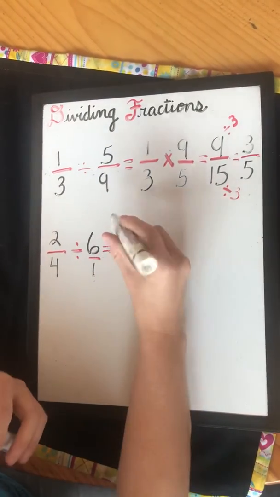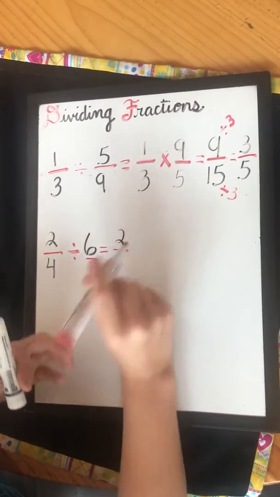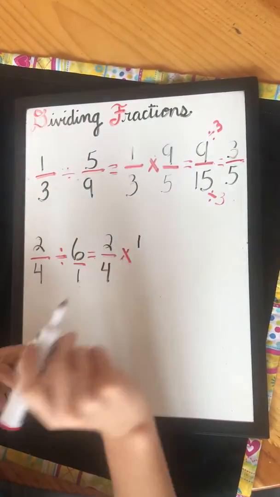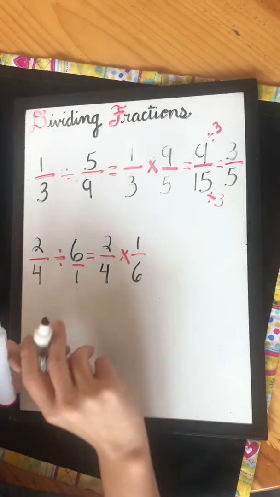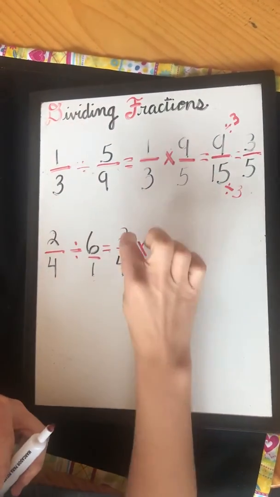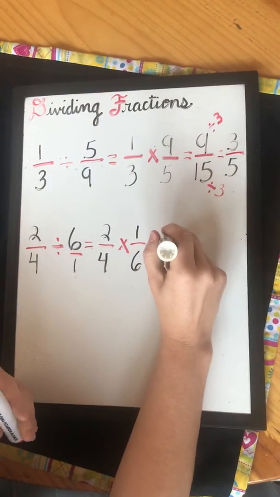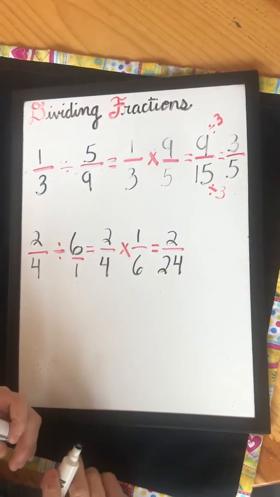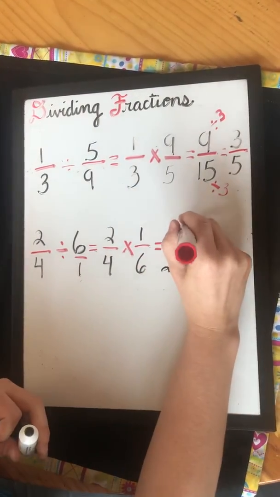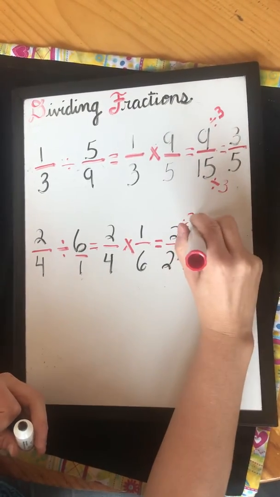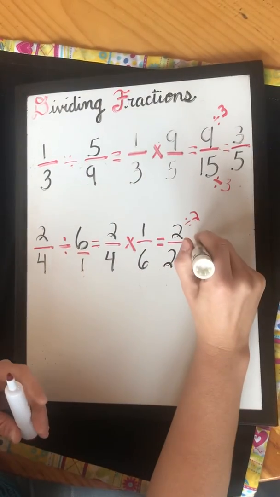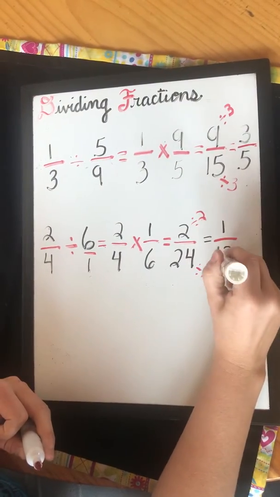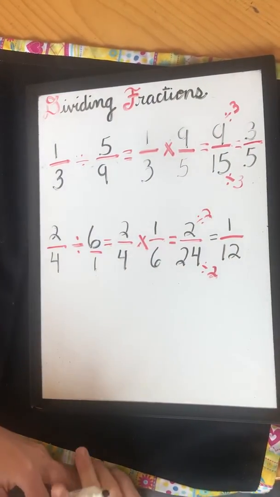Let's rewrite our division. So now we have 2/4 multiplied by 1/6. All right, so let's multiply our numerators together. 2 times 1 is 2, and 4 times 6 is 24. And now once again, we need to simplify our answer. Our common factor of 2 and 24 is 2. So 2 divided by 2 equals 1, and 24 divided by 2 equals 12. So 2/4 divided by 6 wholes is equal to 1/12.